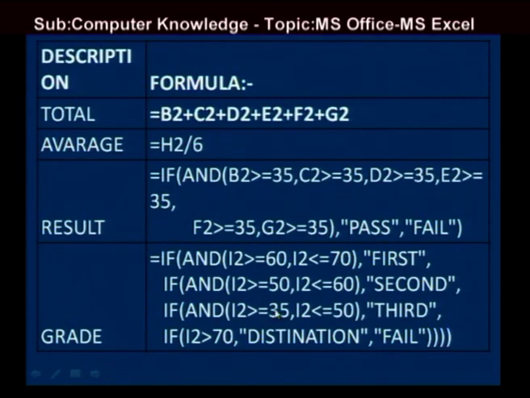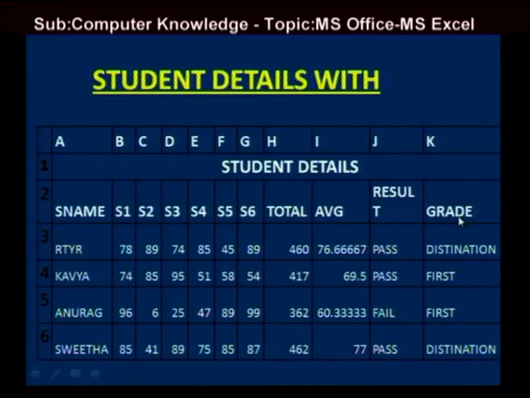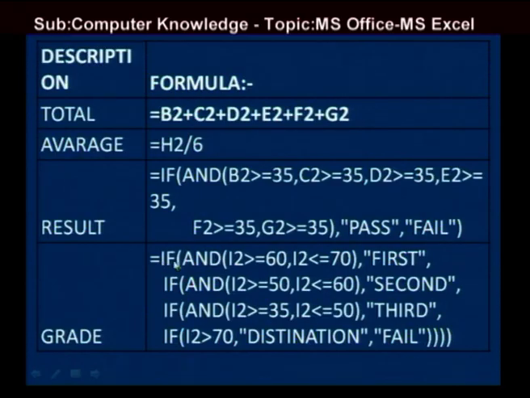Next, grade. How to find out the grade option? This is important. Grade is found based on the average. The options are distinction, first, and so on. This is the formula for grade. IF conditions are also there: first, second, third, and fail options.